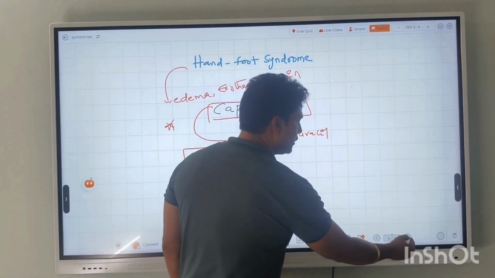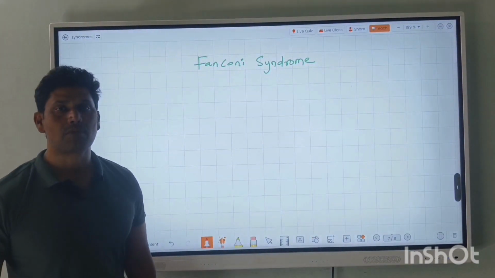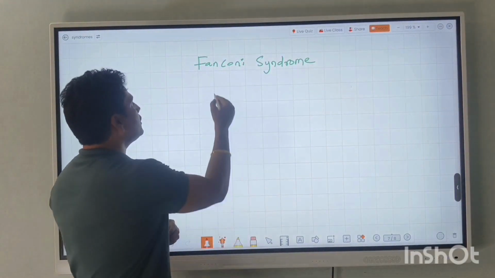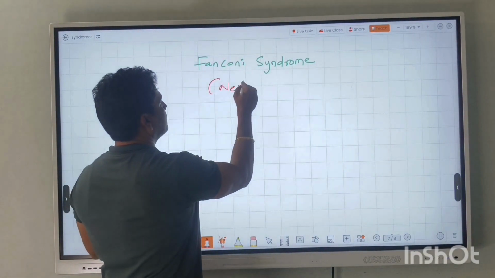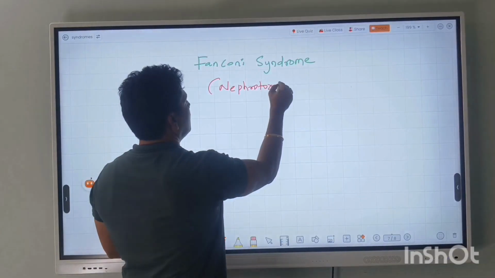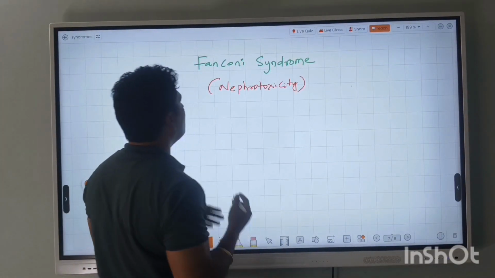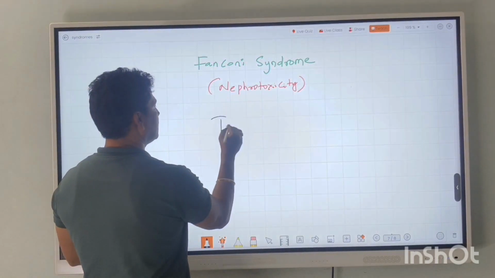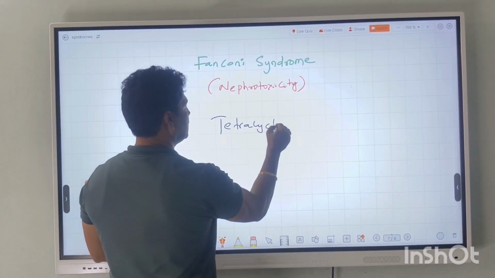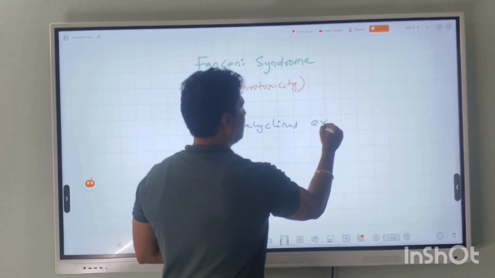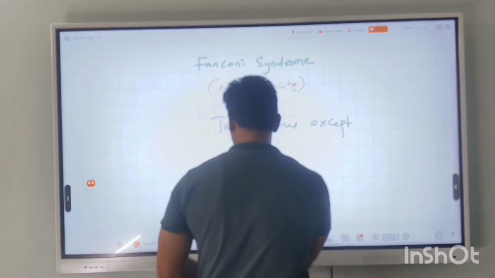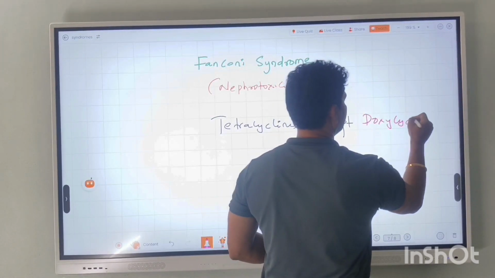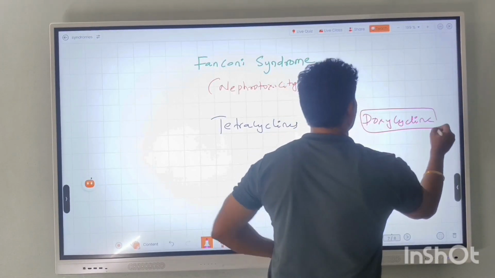And the next syndrome is Fanconi syndrome. So this Fanconi syndrome is nothing but nephrotoxicity. So this Fanconi syndrome is caused by all tetracyclines except doxycycline.